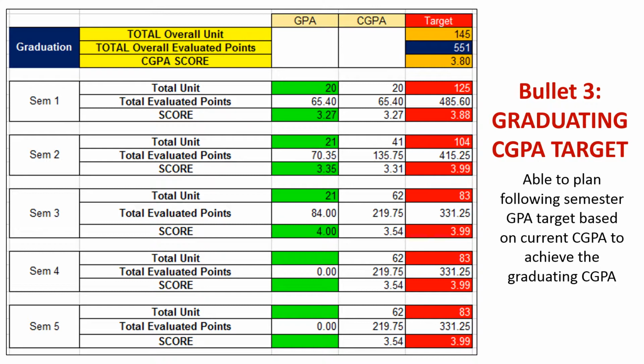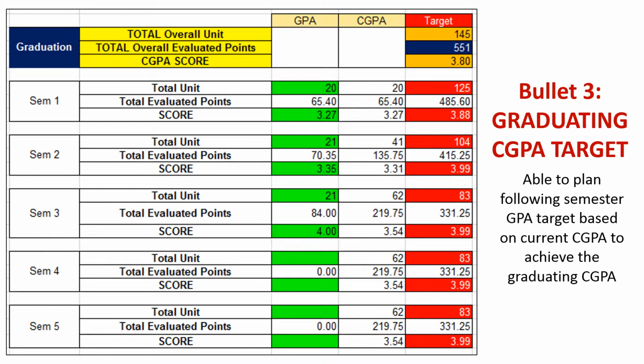So what I'm trying to say here is, the student has gone through 2 semesters. Initial target 3.8. The first semester he obtained 3.27. The second semester he obtained 3.35. So now the student starts to question himself. Oh yeah, I want to grab 3.8. Can I? Can I still get 3.8?